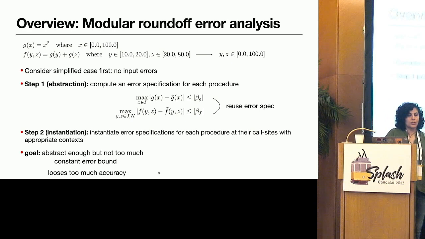One naive approach is to just compute a concrete error bound for each procedure. However, it loses too much accuracy. On the other hand, just pre-computing the derivatives does not lose accuracy. However, then we would have only a modest performance improvement. So we would want something in between.